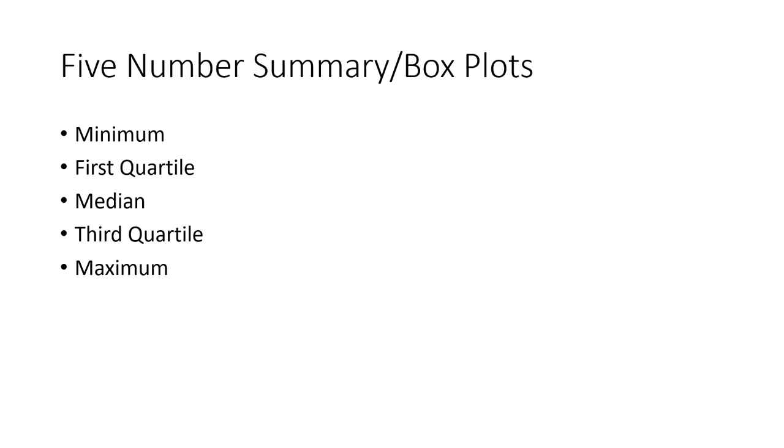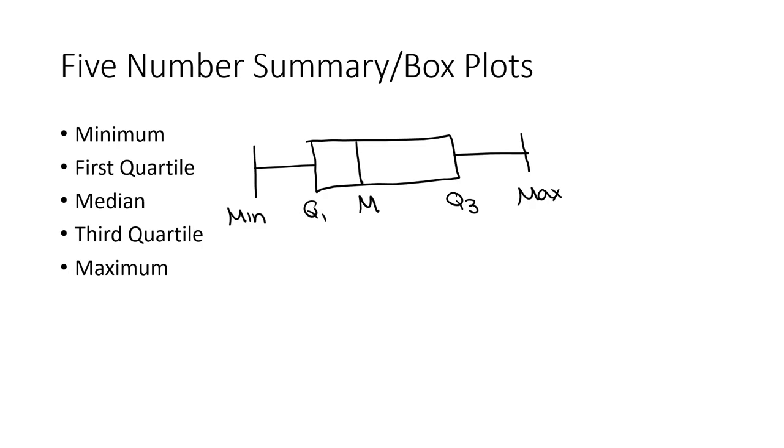Now, we use quartiles when we create what's known as a 5-number summary, and we can visualize a 5-number summary using a box plot. So the 5-number summary of a data set consists of the minimum, the smallest value, the first quartile, the median, the third quartile, and the maximum. Those 5 numbers are considered the 5-number summary of a data set. And we can visualize this by drawing what's called a box plot or a box and whiskers plot.